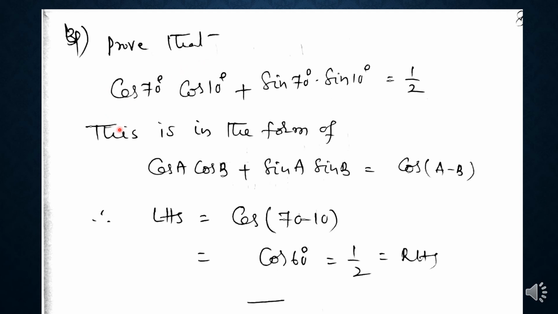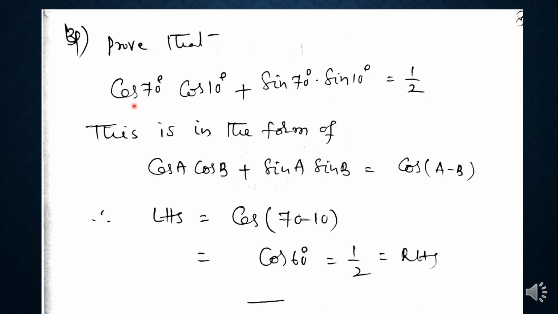Prove that cos 70 into cos 10 plus sin 70 into sin 10 is equal to 1 by 2. By observing this, we can recall the formula. This is in the form of cos A into cos B plus sin A into sin B. We are observing only two ratios, 70 and 10. If 70 is A and 10 is B, we can write cos A into cos B plus sin A into sin B, which is equal to cos of A minus B.